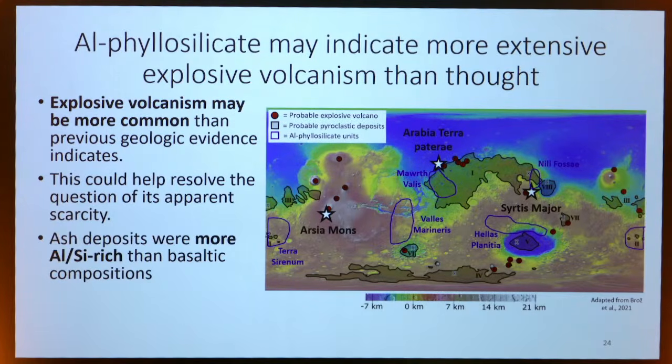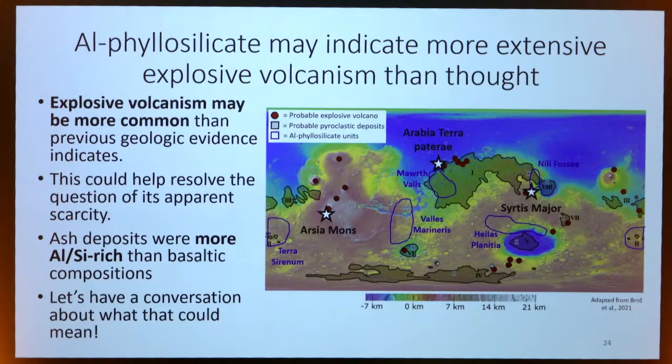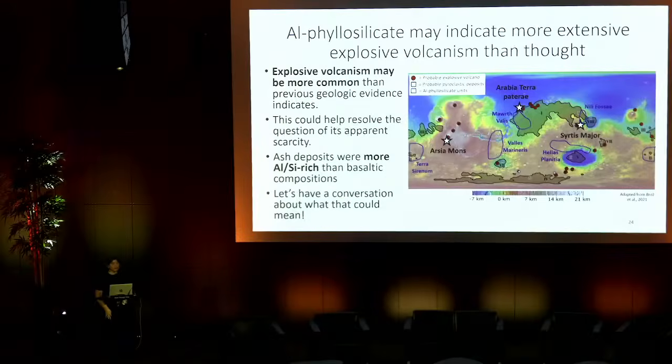Additionally, these ash deposits appear to be more aluminum and silicon rich than your typical Mars-like basaltic compositions. And we're still thinking through what the implications of that could be for Mars's interior processes. But if you have any thoughts about that, please find me throughout this conference. I would love to have a conversation with you about what that could mean.